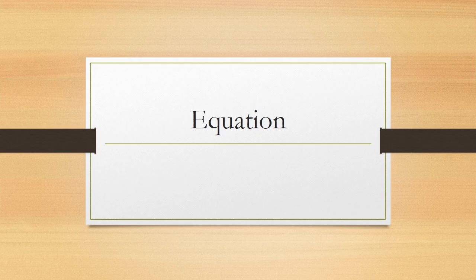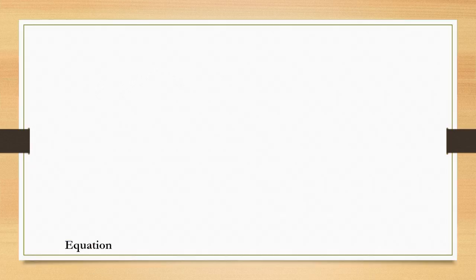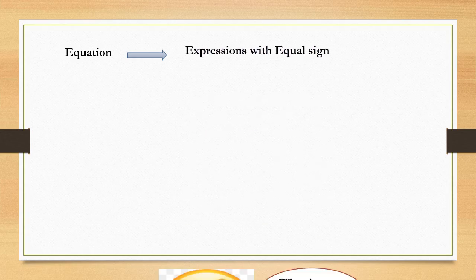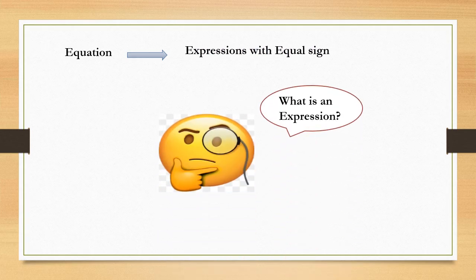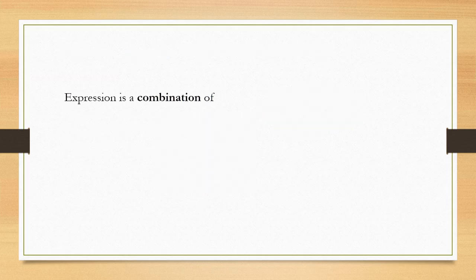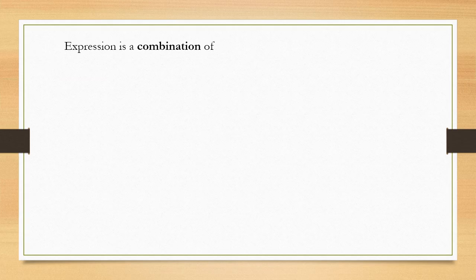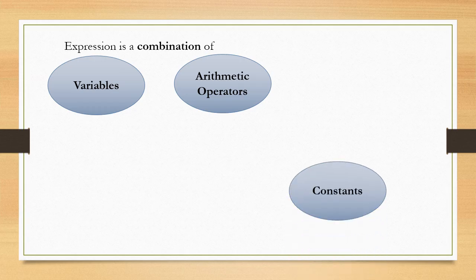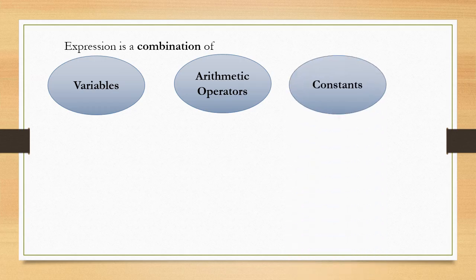Hello students, today we will see what is meant by an equation and how it forms. An equation is an expression with an equal sign. Then the question arises, what is meant by an expression? An expression is a combination of variables, arithmetic operators and constants.